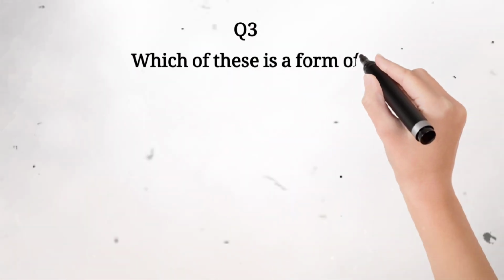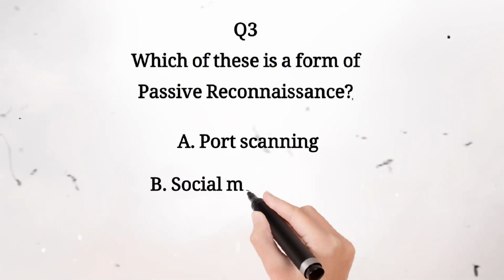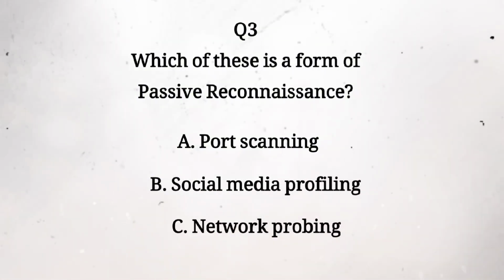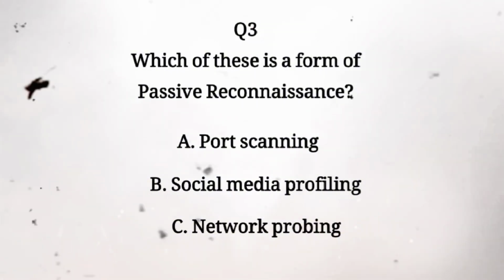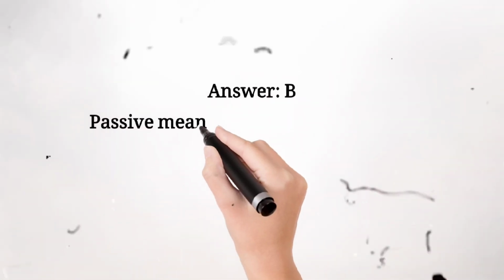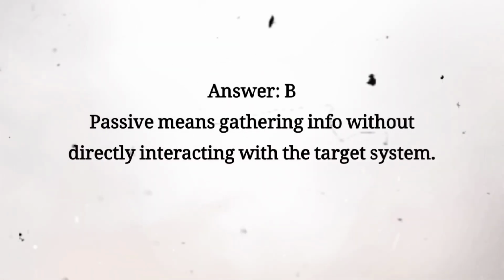3. Which of these is a form of passive reconnaissance? A. Port scanning. B. Social media profiling. C. Network probing. Your time starts now. Answer B. Passive means gathering info without directly interacting with the target system.